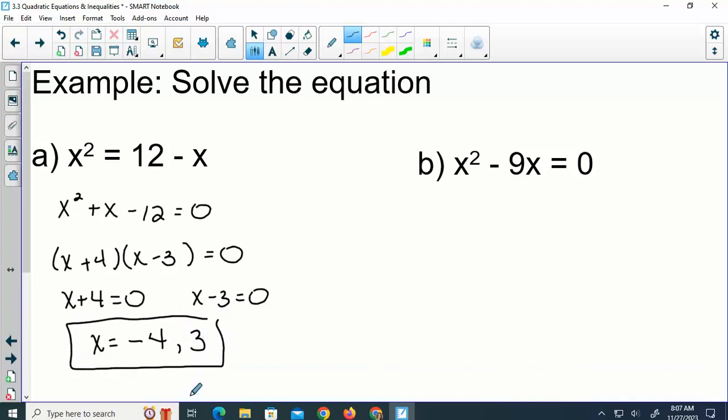Because it's a quadratic, how many answers should we get every time? 2. You have an x squared, so we should be getting 2 answers. Any questions on that one? What about B?